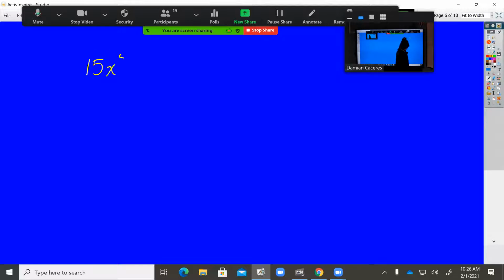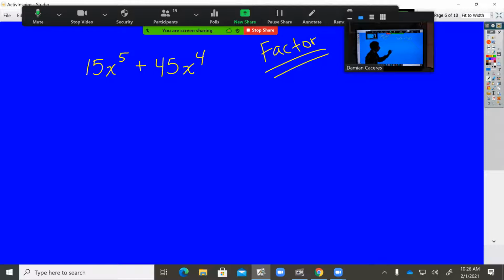15x to the 5th plus 45x to the 4th. And they ask you to factor. Now pay attention to this. Factoring is the opposite of distributing, right? So here's a little hint. Whenever you see the word factor, there has to be a parenthesis. Has to be. Because how you factor something is taking it out of the parentheses.